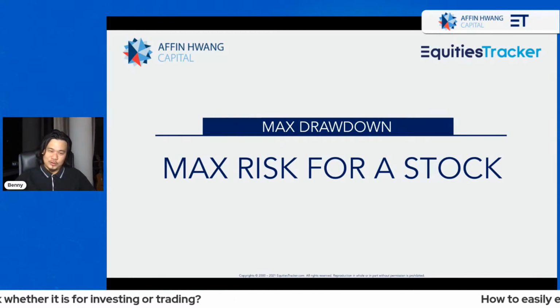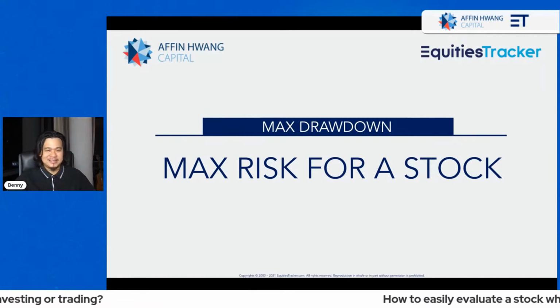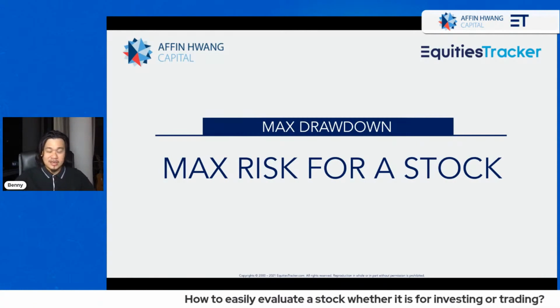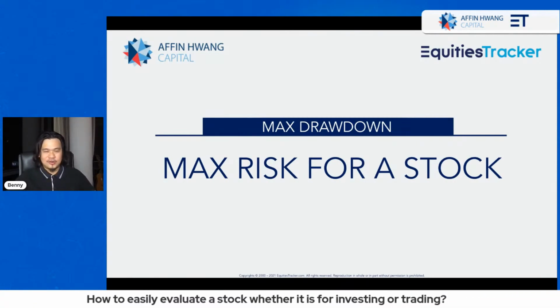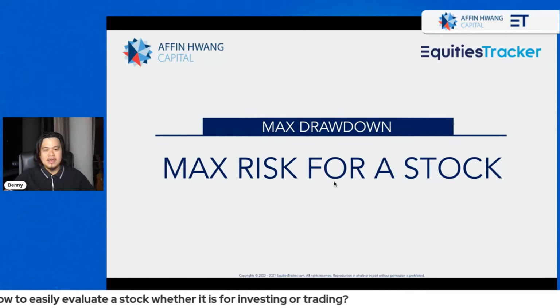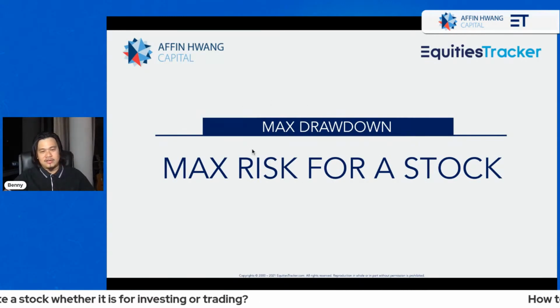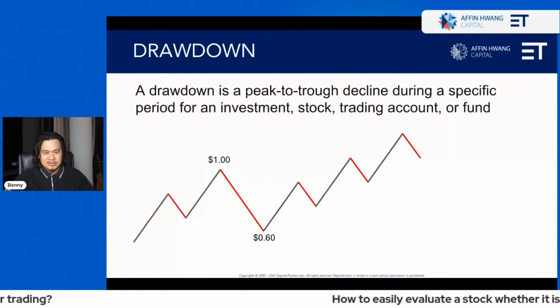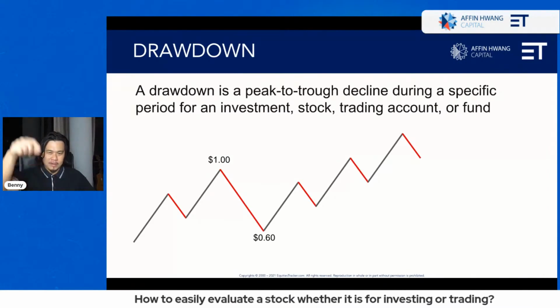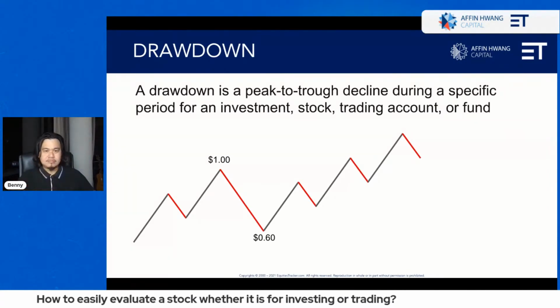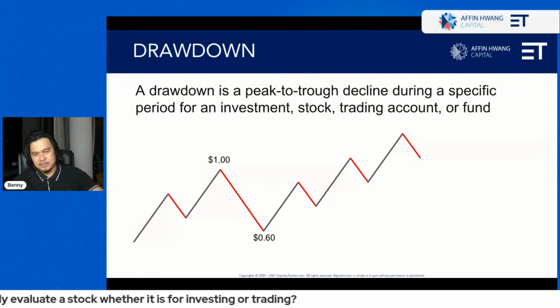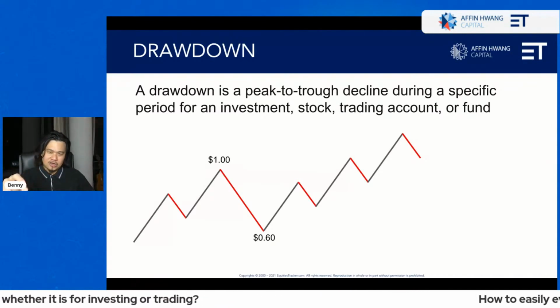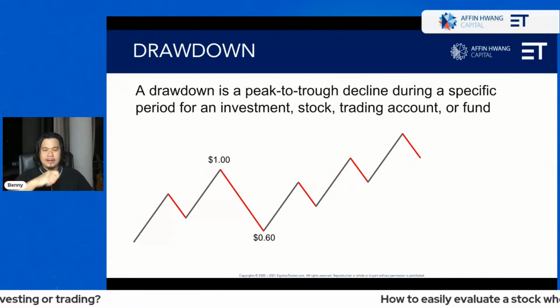But of course, if you know what you're doing, then you'll find prices when they're falling. But it's not that easy also. Again, we do not know. When price falls, it can fall even lower. We just do not know where the market is moving. So we need to know the characteristic of a stock. What does a drawdown mean? A drawdown is basically a fall of price from the peak to the bottom in a specific period of investment, or it can be a stock or a trading account or a fund.